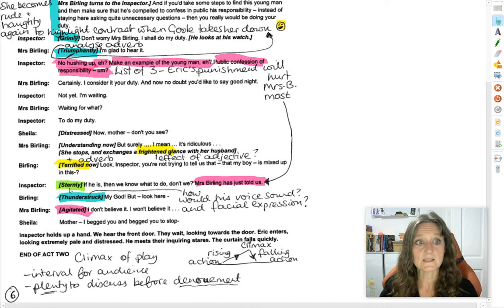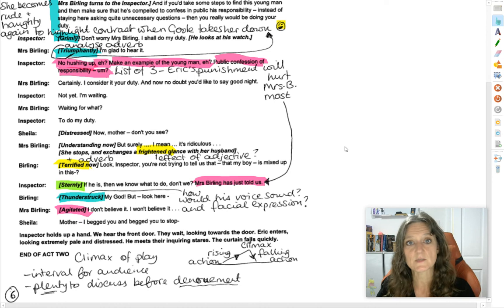And now he's stern, isn't he? A little bit like that, severe. If he is, we know what to do, don't we? Mrs. Birling has just told us. So it's going to hurt Mrs. Birling more than Eric, because Eric, I think, has been longing to get this off his chest. He's been upset since the beginning of the play.